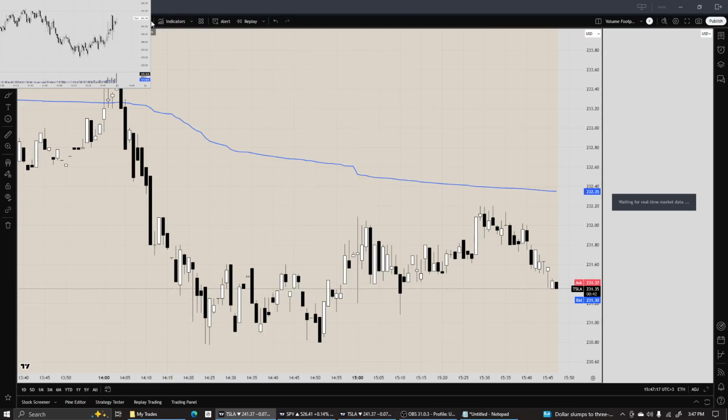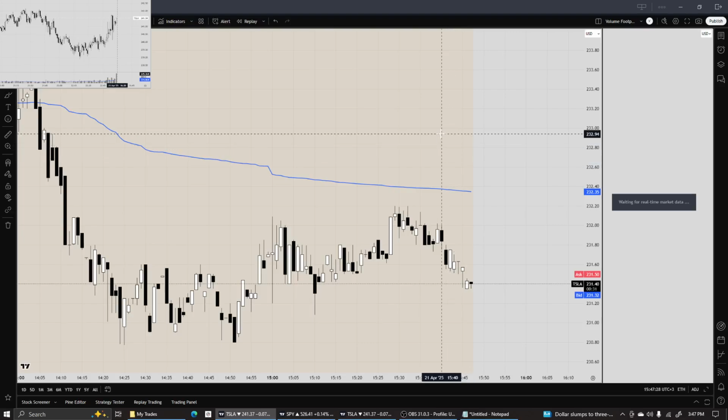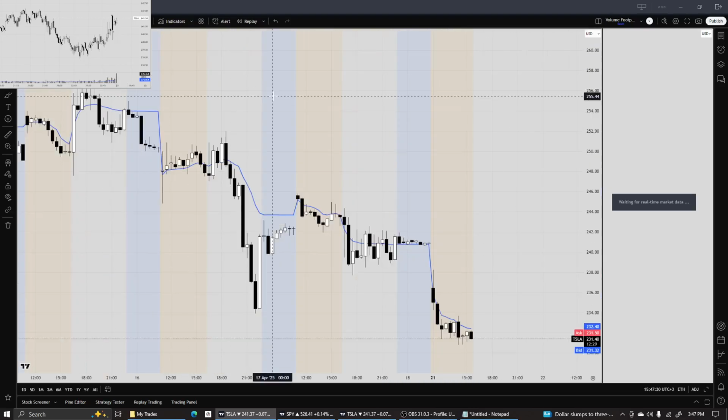With all that said, I have bought real market data, so the market data is not delayed or inaccurate, because it was very important for volume profile. Anyway, let's get the yapping out of the way.